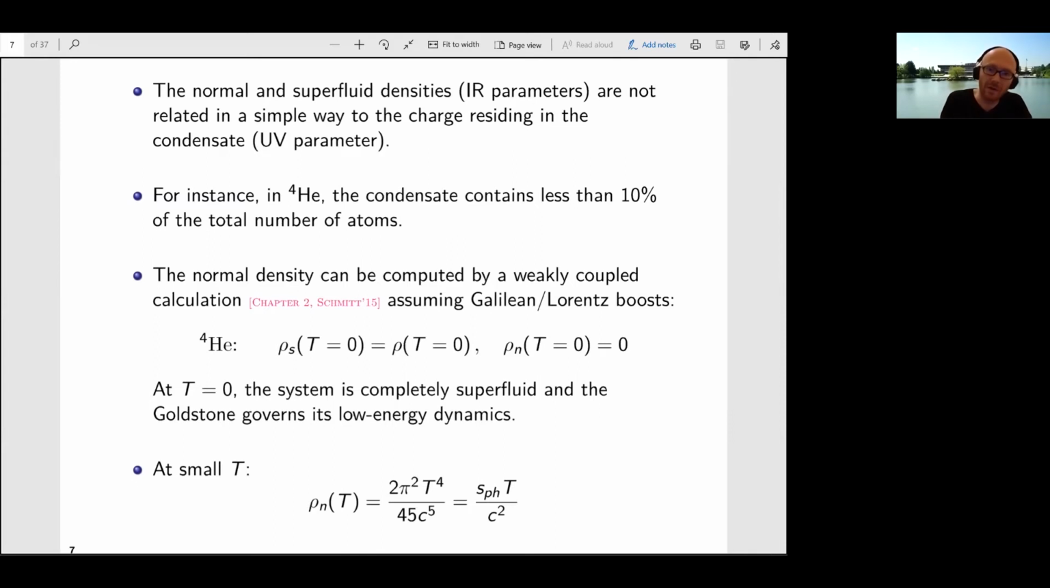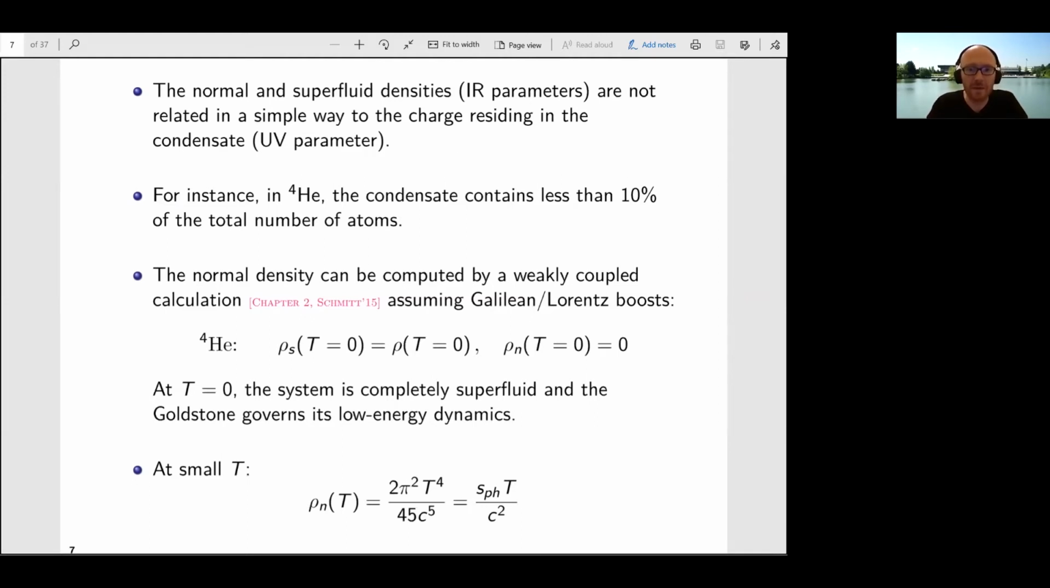However, a very well-known example is that in helium-4, the condensate actually contains less than 10% of the total number of atoms. Yet, as I will now explain, the normal density vanishes. So the system is entirely superfluid at 0 temperature. There's no normal charge left, but only 10% of the atoms are in the condensate. So again, keep this in mind, IR quantities versus UV quantities.